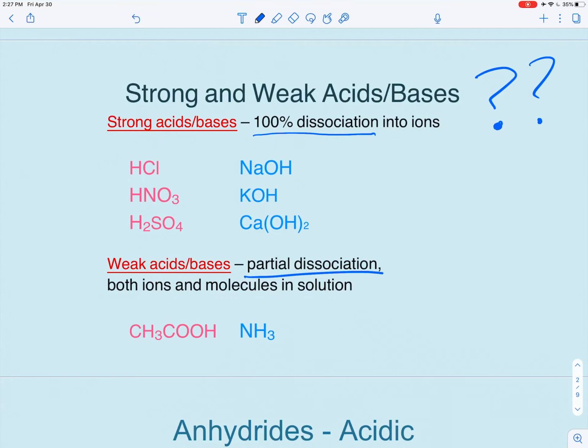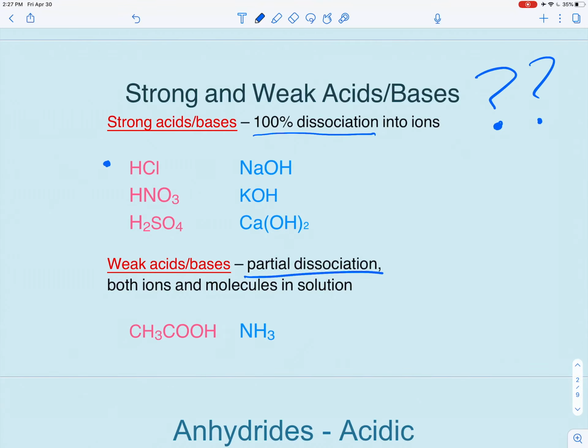Here we have some examples of strong acids. You've got hydrochloric acid, nitric acid, sulfuric acid. The weak acid here is going to be acetic acid, which is actually the same as vinegar. It's going to be important because we're going to see these strong acids show up again.